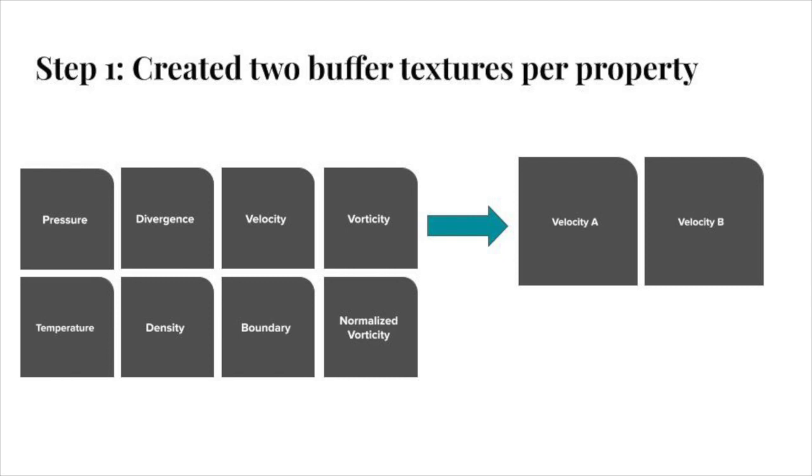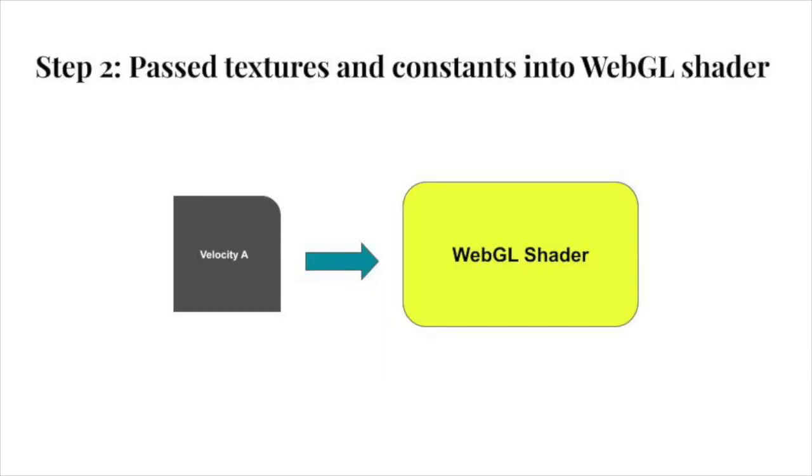Now I'll share some details about our technical implementation. To start with, we created two buffer textures for each property we wanted to keep track of. For example, here I've created two for velocity. Next, we pass one copy of that texture as the input to a WebGL shader.